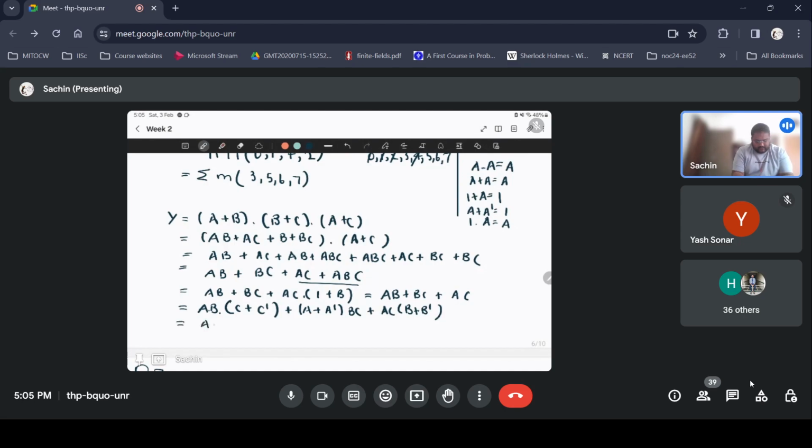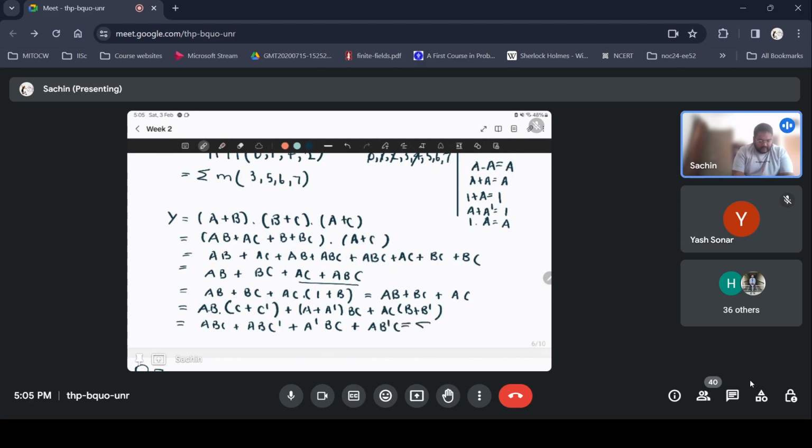This will give you abc plus abc bar, and this will give you abc, but we already have abc, so I'll just not write it down. The other term will be a bar bc. Again, this will give you abc, that I will not write it down since it's already there in the expression. So a b bar c.